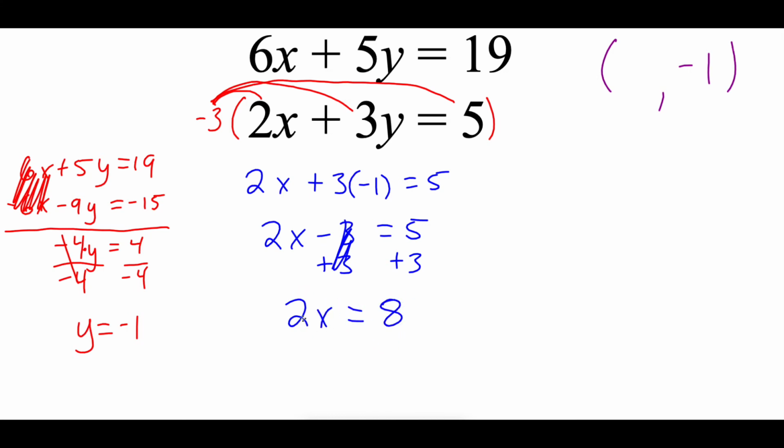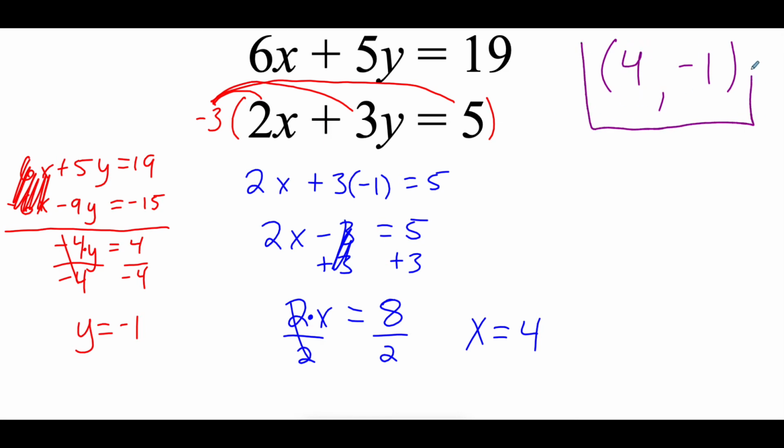And we still need to get rid of the 2 in front of the x. 2x means 2 times x, so we're going to have to divide everything in here by 2. So that should leave us with x equals 4. So as far as our ordered pair goes, the x value in here is 4. So the final answer for this system of equations is the point 4, -1.